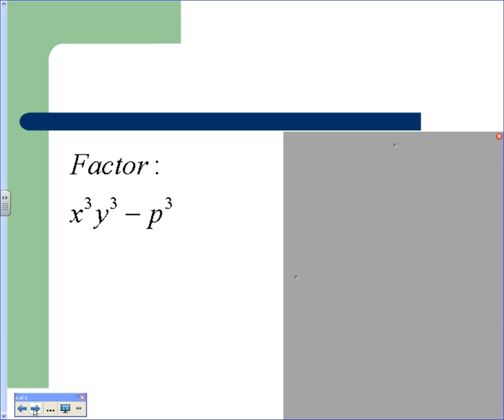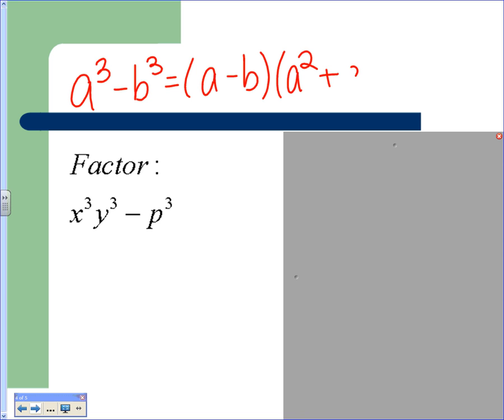Okay, so what is our formula? A minus b, x minus y. X squared plus AB plus B squared. Does that make sense? Okay, so what is our a cubed? X cubed, y cubed. So what is just a? Because the cube root of a cubed is just a. The cube root of x cubed is x. The cube root of y cubed is y.